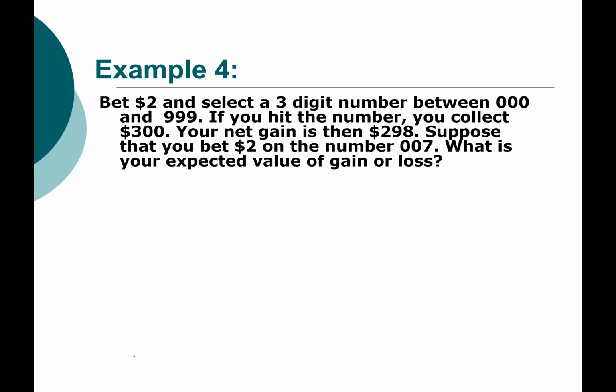And let's look at example 4. Again, I'm going to give you 5 minutes. Look at it, see if you can figure out the answer. This is a lot like those lottery games, right? Or Mega Million games. You buy a ticket, then you select, in this case, a 3-digit number between 000 and 999. If you hit the number, you collect $300. Your net gain is then $298. If you did not hit the number, then you lose $2, right? And you want to see what is the expected value of the gain or loss. Okay, try that yourself.